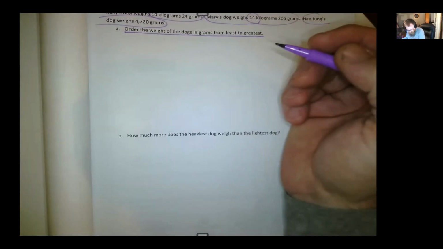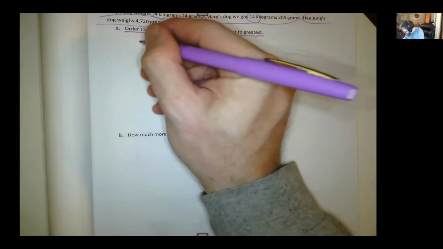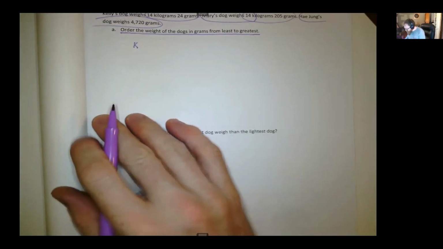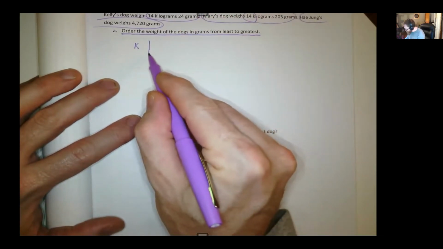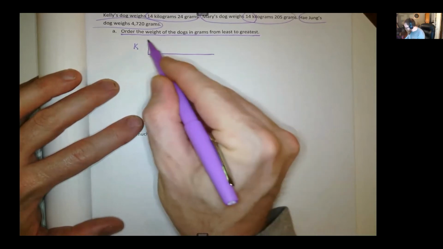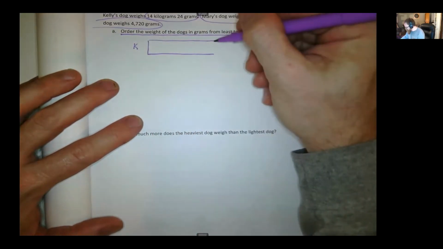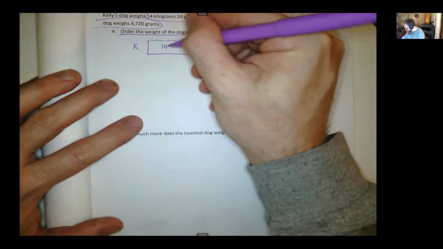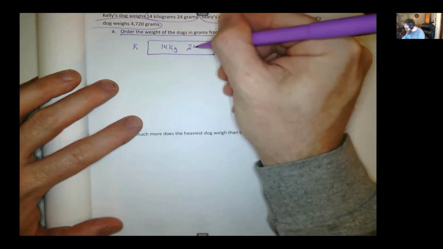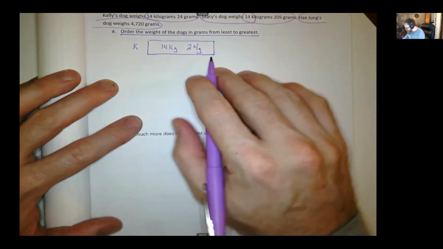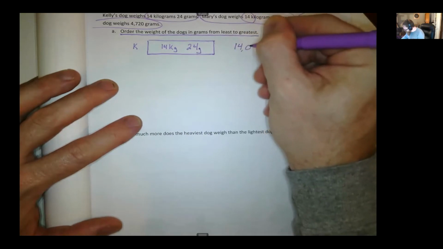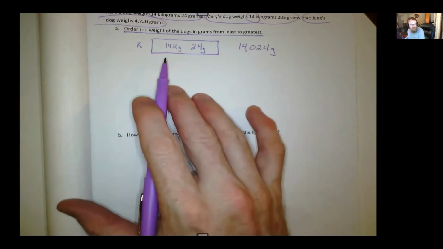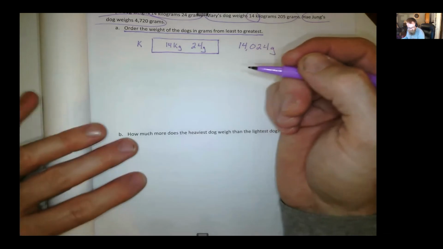So we can compare our three values in a couple different ways. Let's start with a tape diagram to represent each amount. Let's start with Kelly. Kelly's dog weighs 14 kilograms and 24 grams. Let's draw a rectangle to represent that. Okay, 14 kilograms and 24 grams is equivalent to 14,024 grams because there are 1,000 grams in a kilogram. That's Kelly's dog. Next we have Mary's dog.